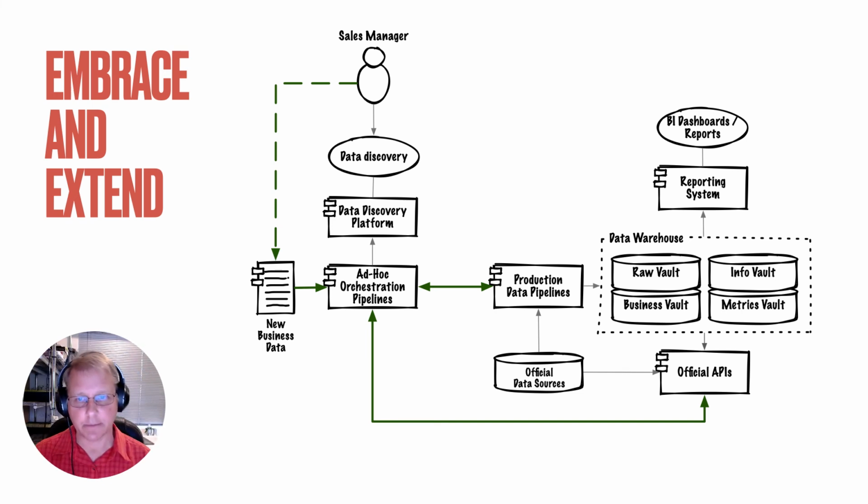Now, for people who like architecture diagrams, boxes and wires architecture diagrams, this is one way that you could use a data discovery platform like this. So you have your standard business intelligence platform. You've got your data warehouse, you've got your production pipelines, you've got your reporting system, you've got your BI dashboards and reports. But what happens when you have new data that you need to investigate? What happens when you need to combine your official data in ways that are new, but you're not sure are going to pay off? That's where something like a data discovery platform comes into play.